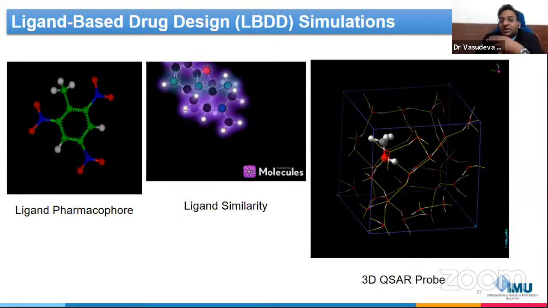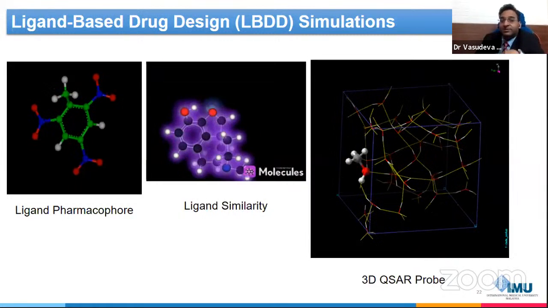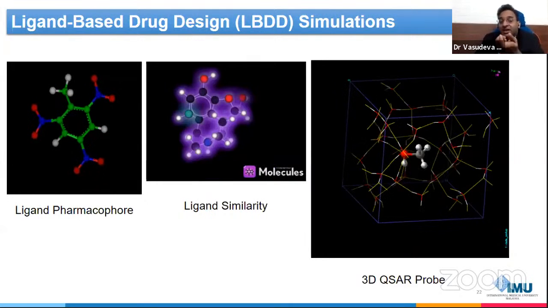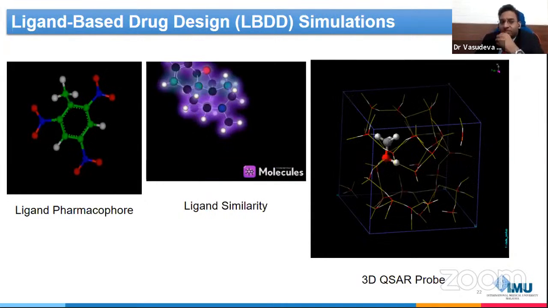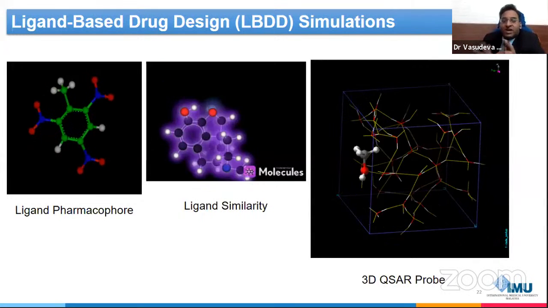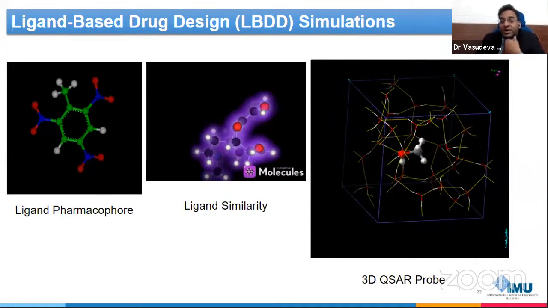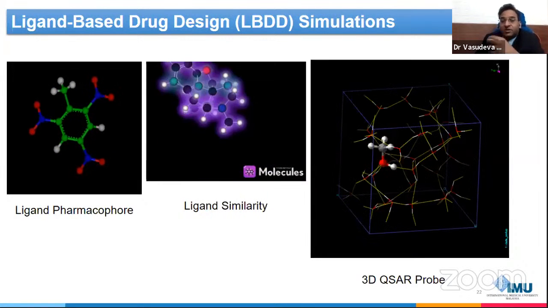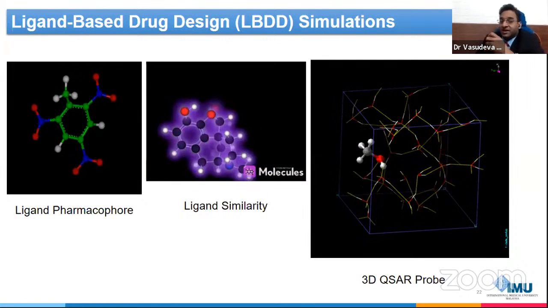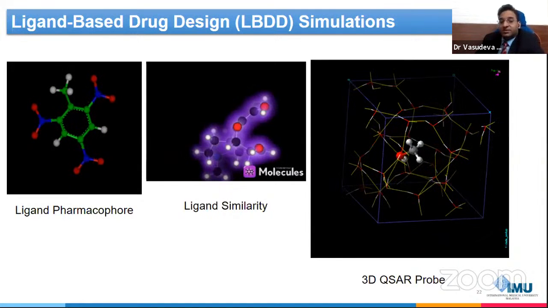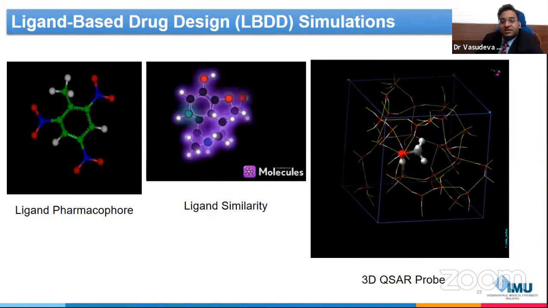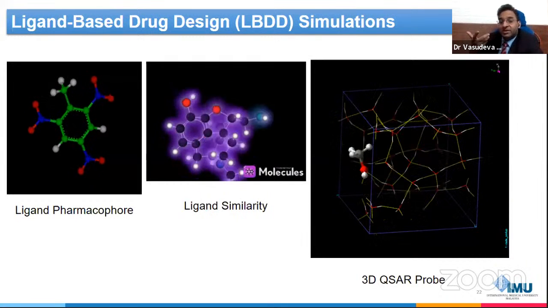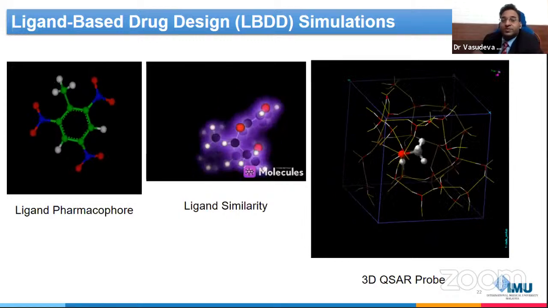So in all other aspects the compound is fulfilling, except we do not know where it is actually specifically or selectively binding. It doesn't matter, because as long as the compound is safe and we are getting some therapeutic benefit, we are using it for the good sake. Yeah, that's why the ligand based drug design strategy has been developed. So there are three major strategies: ligand pharmacophore based, similarity based, and 3D QSAR.